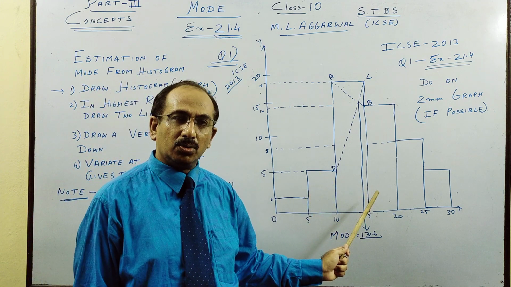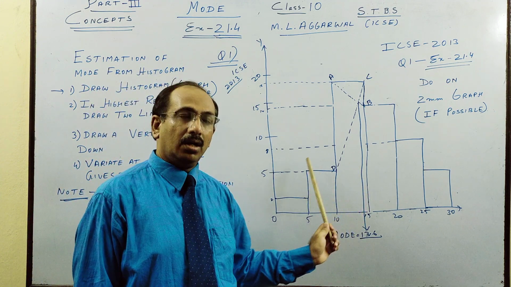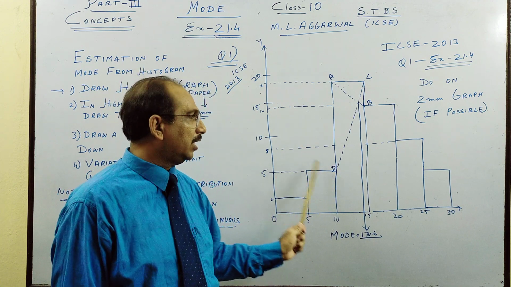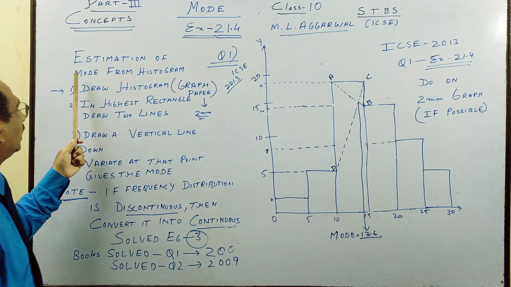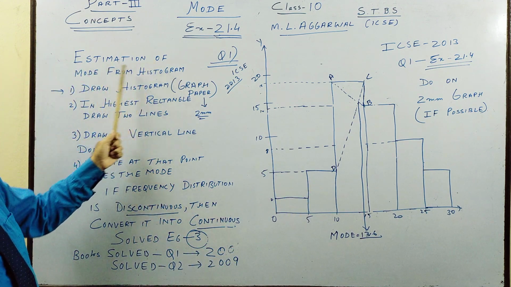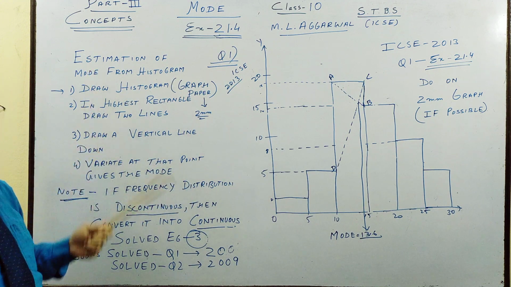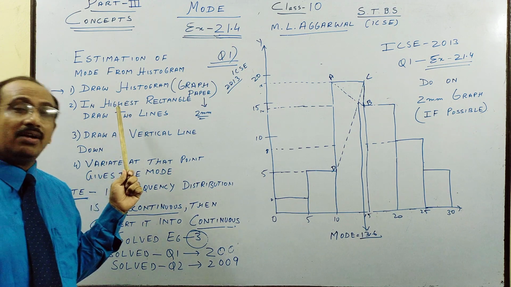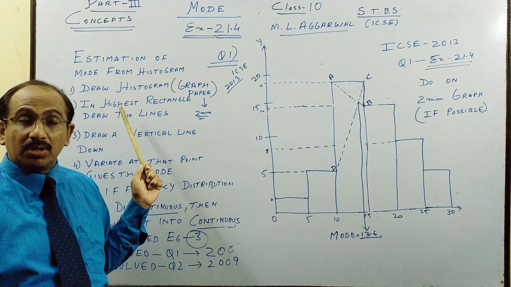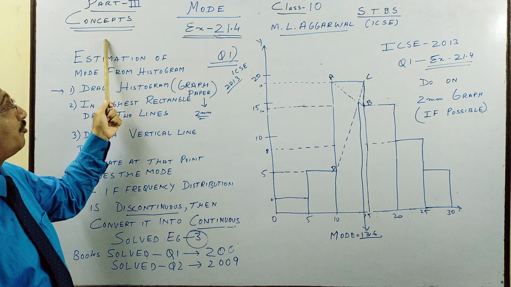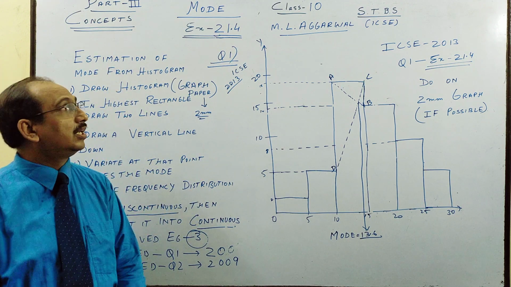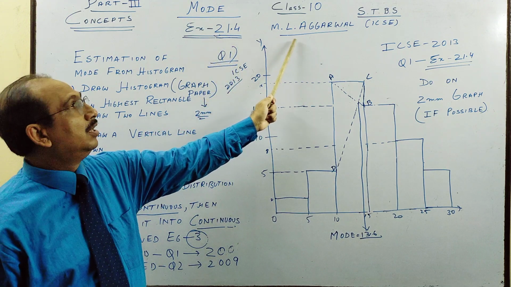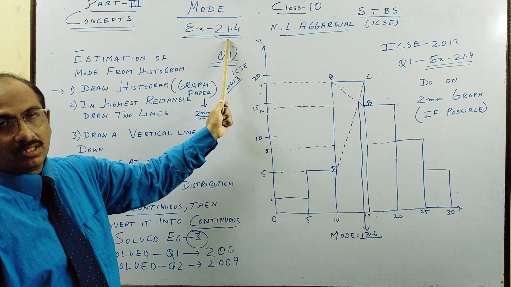I am not teaching you the process of drawing a histogram because you have already done this in class 8 or 9. Anyway, I'll explain it to you. The first thing we are going to find is the estimation of mode from the histogram. Estimation is a little rough value, not so exact, because when you go to 11 and 12, or some other board, they have a formula for finding the mode of a class interval. This is question 1 of exercise 21.4, ML Aggarwal. Please see the book.